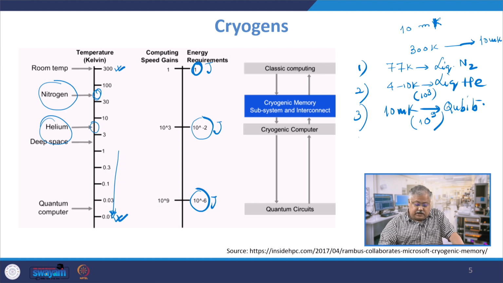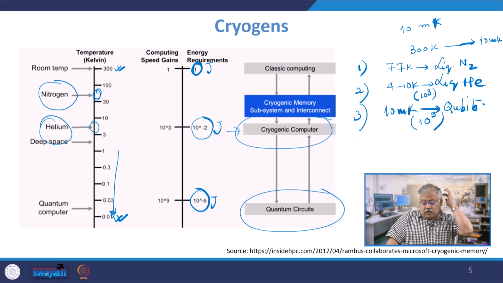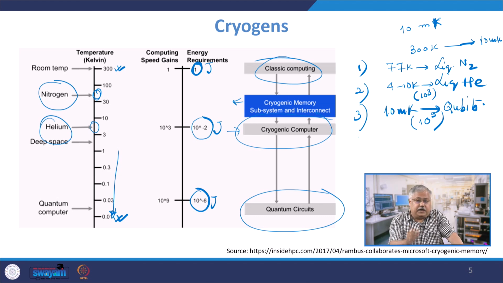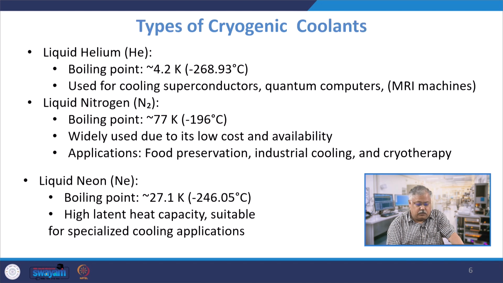Now, the lowest in the base is basically quantum circuits operating at millikelvin. Then you have the quantum computer, which is operating at around 4 to 10 Kelvin. Typically, your cryogenic memory is slightly on the higher side, from 10 to 30 Kelvin, and the classical computing is happening at 300 Kelvin. So, now you must be aware of the various temperatures at which various operations are conducted, and what are the gains of various operations and the cryogenic requirements.